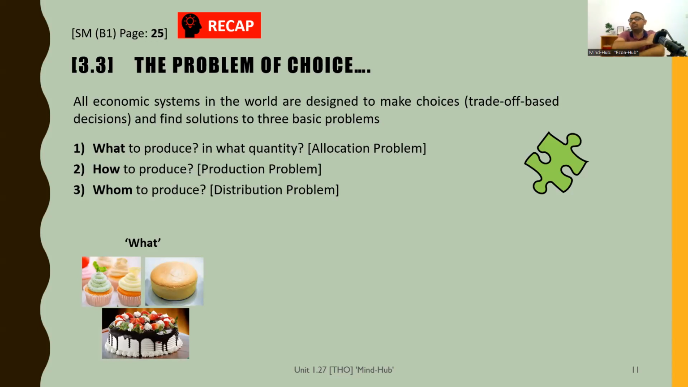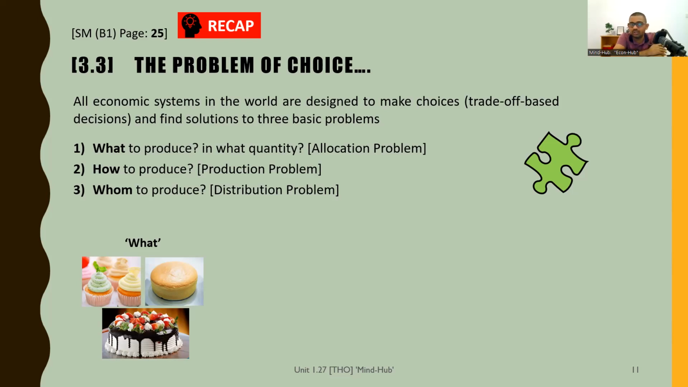What kind of a cake to make? Are we going to make a basic butter cake? Are we going to make a very rich cake with all the fruits and nuts, everything? Are we going to make a cake individually for each person? Cupcake kind of a story. So we have to decide that. Every country has to decide what kind of goods and services they are going to produce.